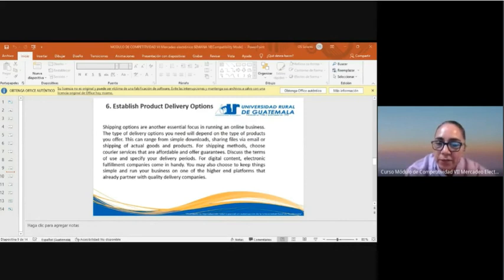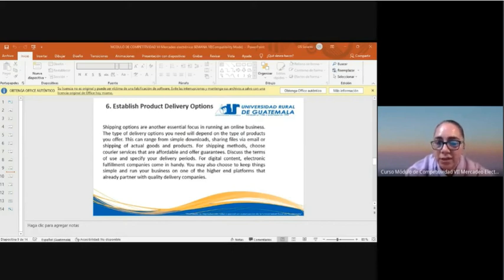This can range from simple downloads, sharing files via email, or shipping of actual goods and products physically. For shipping methods, you have to choose a courier service that is affordable and offers guarantees, because you don't want your customer or client to receive the products broken or in a bad situation. You don't want that for your business. Discuss the terms of use and specify your delivery periods.